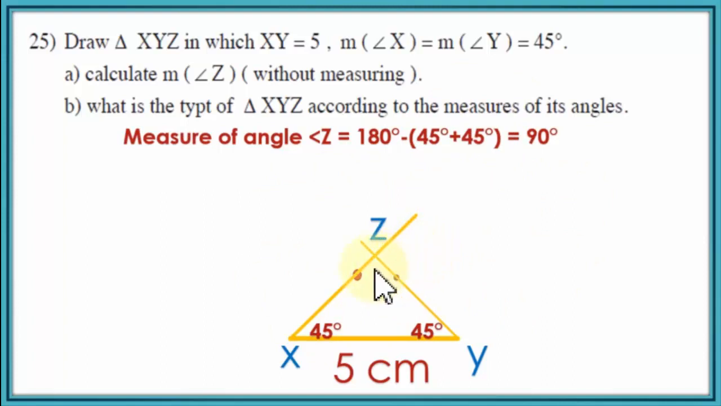The measure of angle Z equals 180 minus the sum of 45 and 45. So the measure of angle Z equals 90 degrees. A right-angled triangle according to the measure of its angles.